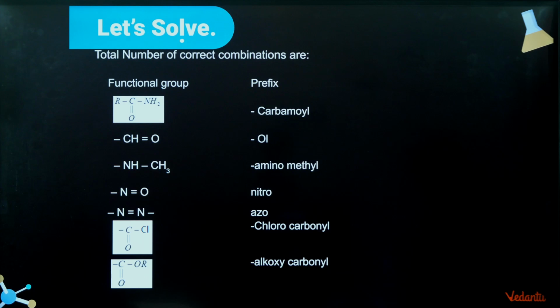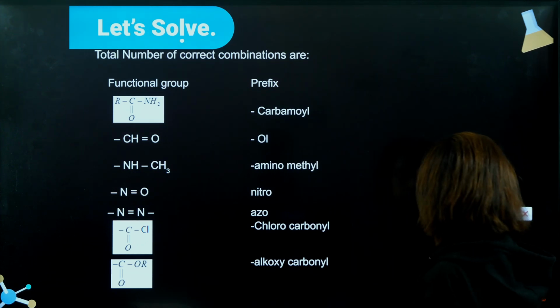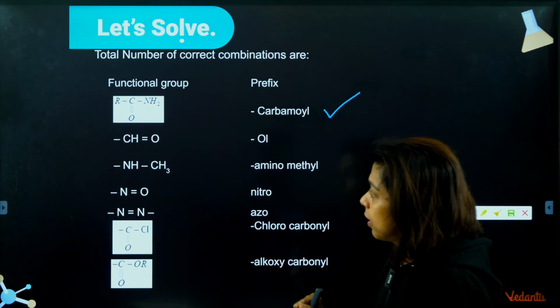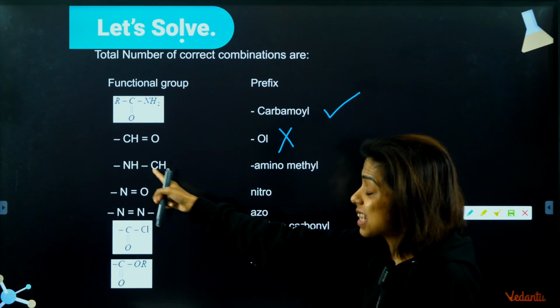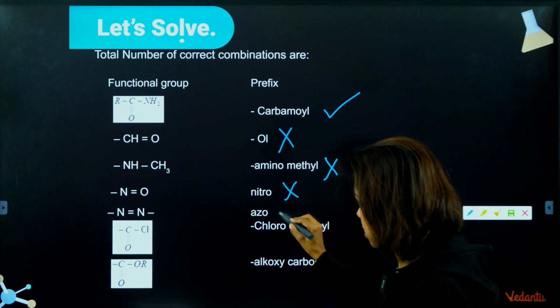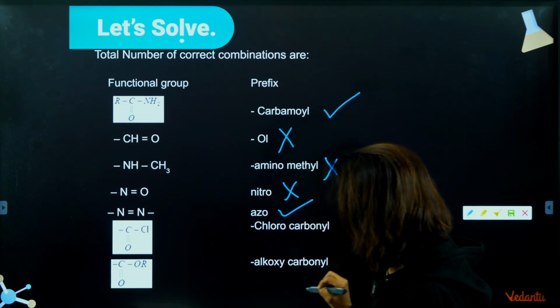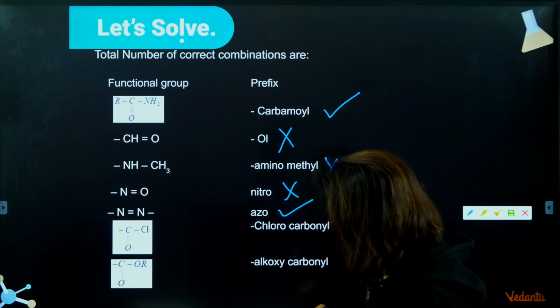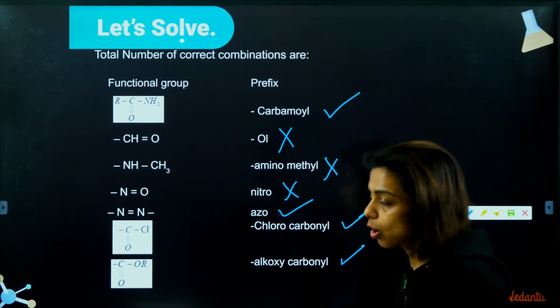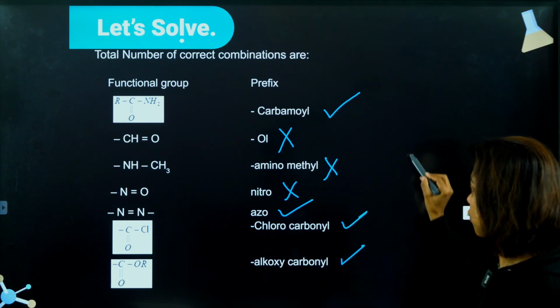ओके, सो लेट्स चेक गाइस. Carbamoyl, perfect. This is for this oxo. This is N-methylamino. So this is wrong. This is nitroso, not nitro. Right? This is azo. Chlorocarbonyl. And this is alkoxycarbonyl. So how many are correct out of these? 1, 2, 3, 4. 4 are correct.